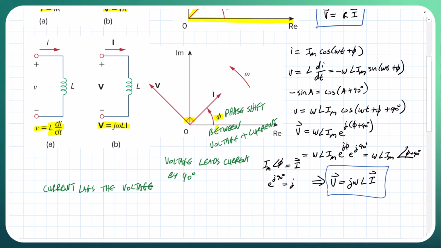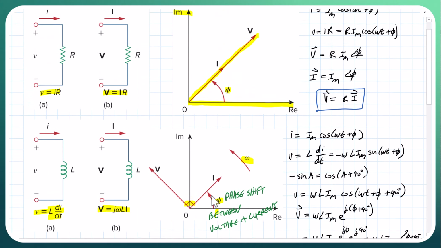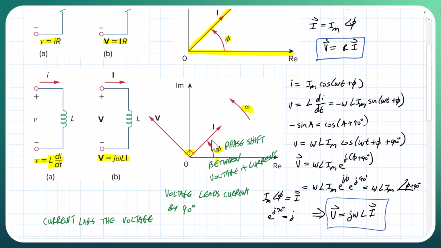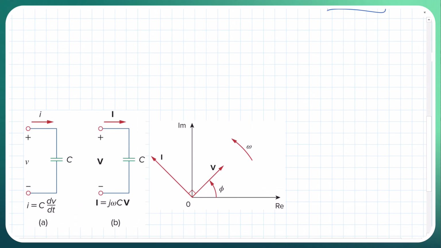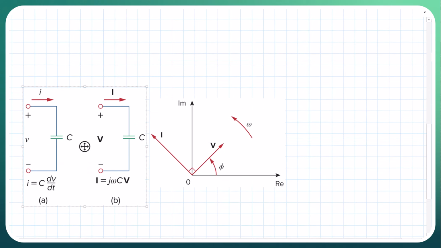And if we look at the phasor diagram here, it's going to be by a positive phase angle. So this is represented on this phasor diagram by a positive phase angle between the voltage and the current. Okay, so that's the transformation for the resistor and the inductor. We can do the same thing for the capacitor. So let's go ahead and bring this guy up.